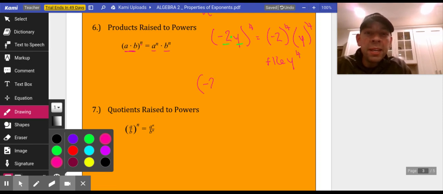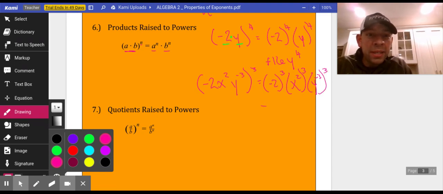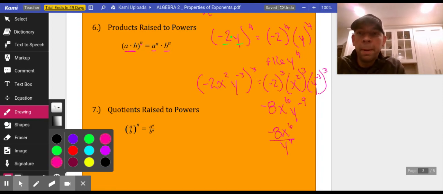Or maybe I've got negative 2x squared y to the negative 3, all to the third. Well, I'm going to rewrite this as negative 2 to the third, x squared to the third, and then y to the negative 3 to the third. And that's going to make negative 8, x to the sixth, y to the negative ninth. Or I could say negative 8, x to the sixth, all over y to the ninth. So that's a real big bear there.